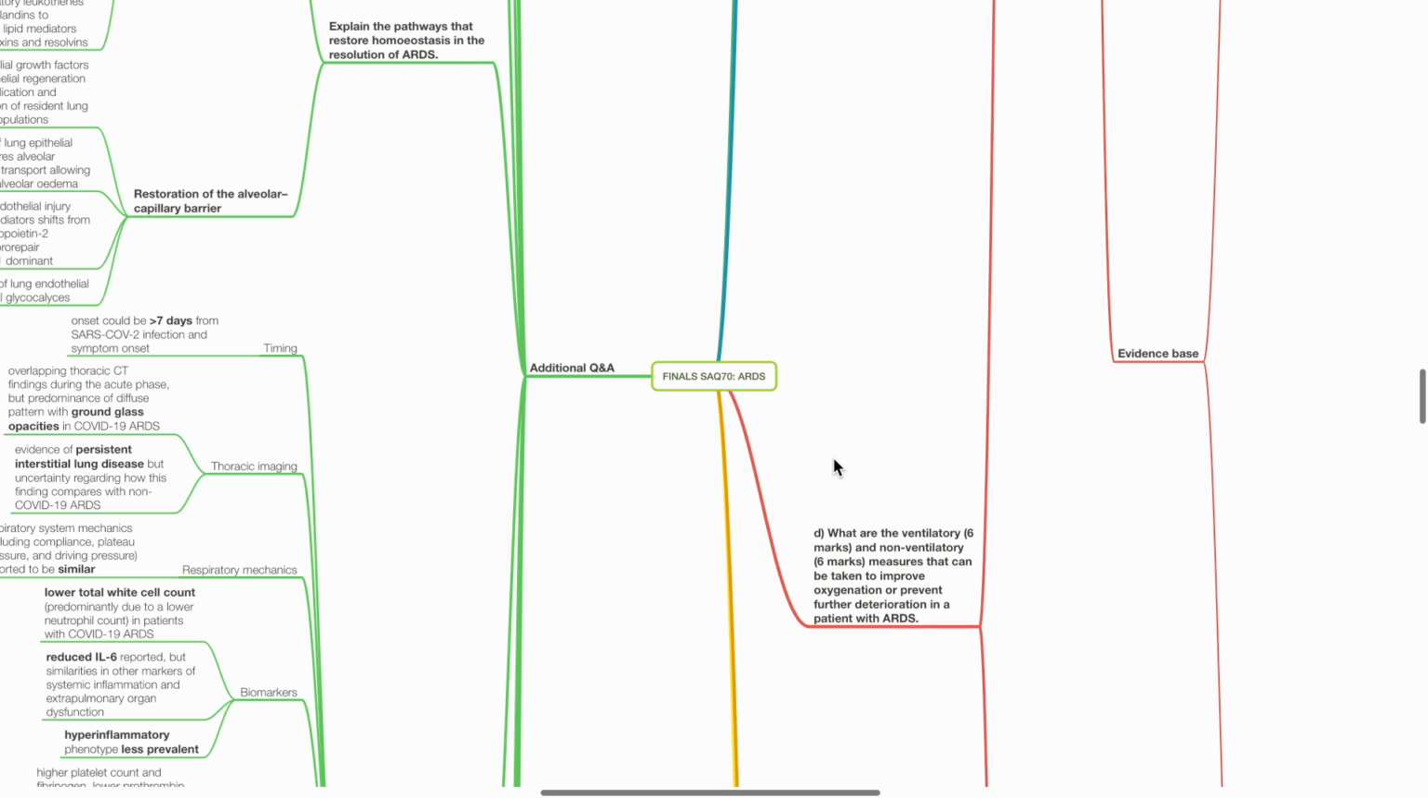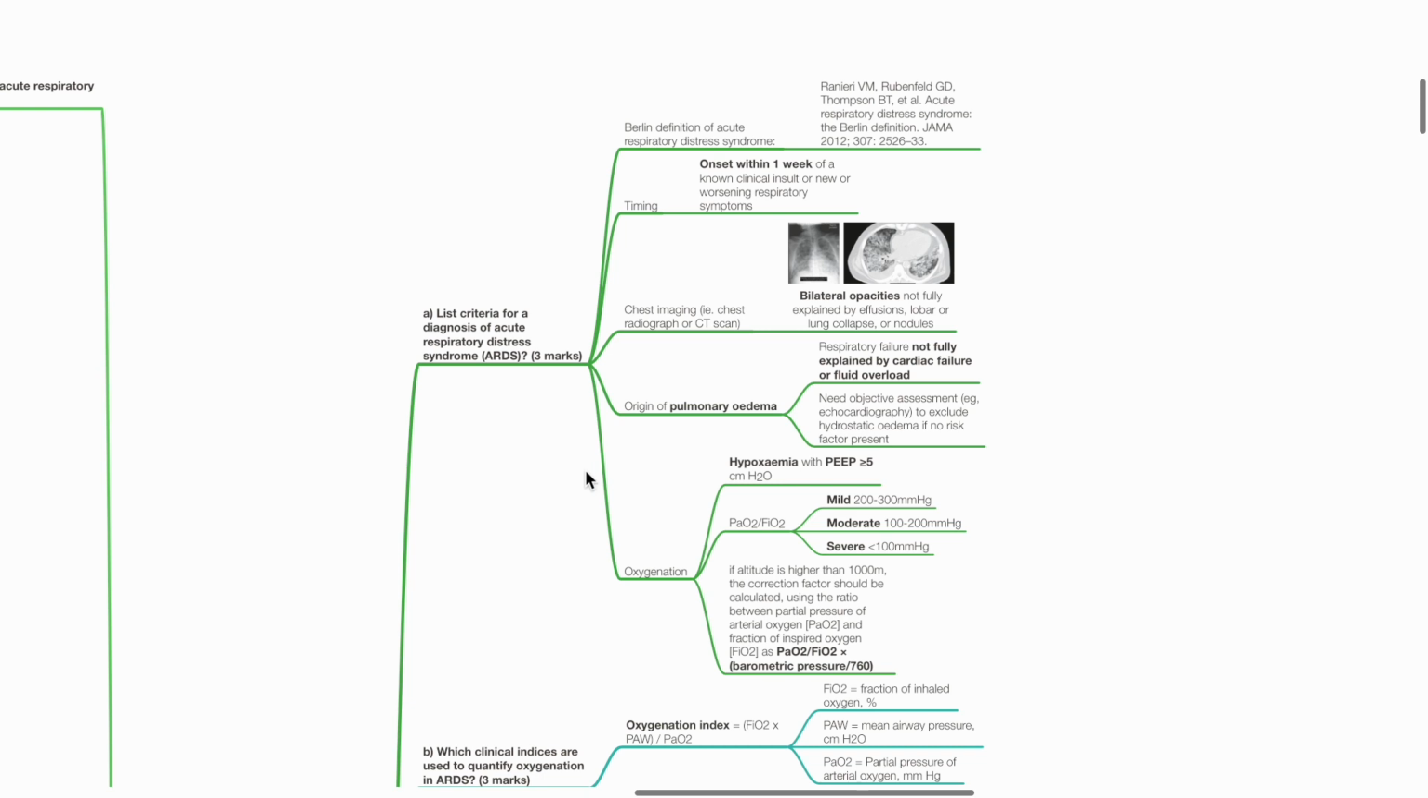Finals SAQ70 ARDS. A. List the criteria for a diagnosis of ARDS. Based on the Berlin definition 2012, onset within 1 week of known clinical insult or new or worsening respiratory symptoms. Chest imaging shows bilateral opacities not fully explained by effusions, lobar or lung collapse or nodules, either on chest X-ray or CT scan. Respiratory failure is not fully explained by cardiac failure or fluid overload.